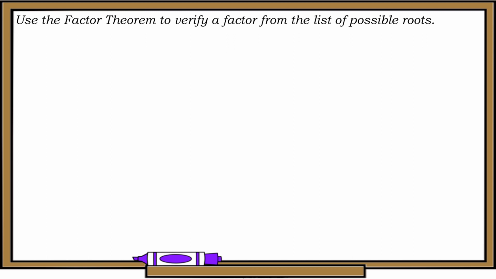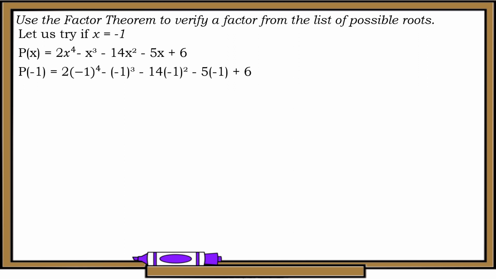Use the factor theorem to verify a factor from the list of possible roots. Let us try if x is equals to negative 1. So, substitute the value of negative 1. So, 2x to the 4th minus x cubed minus 14x squared minus 5x plus 6. So, sinubstitute natin lahat ng x sa negative 1. Negative 1 to the 4th power is positive 1. Negative 1 to the 3rd power is negative 1. Negative 1 squared is 1.